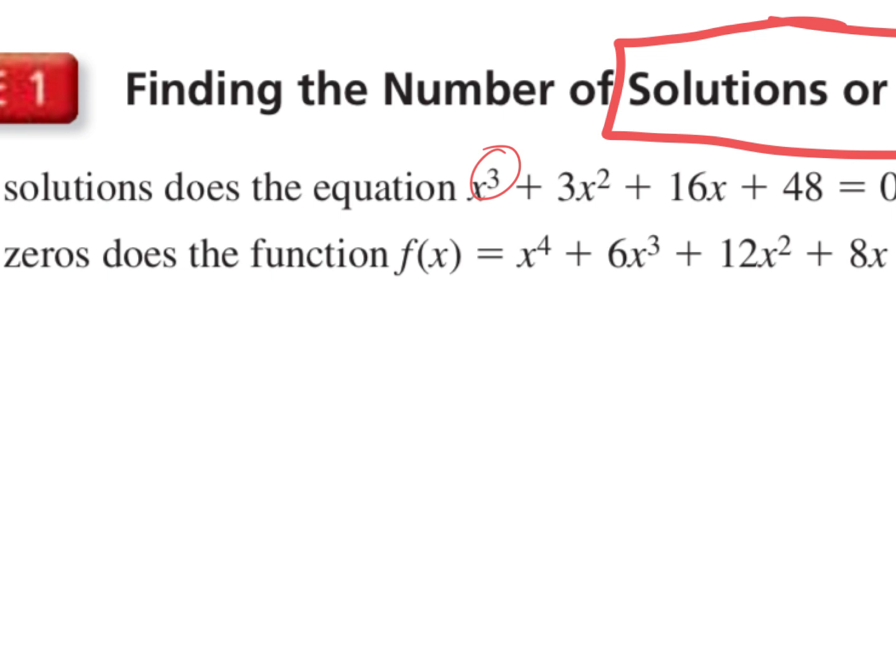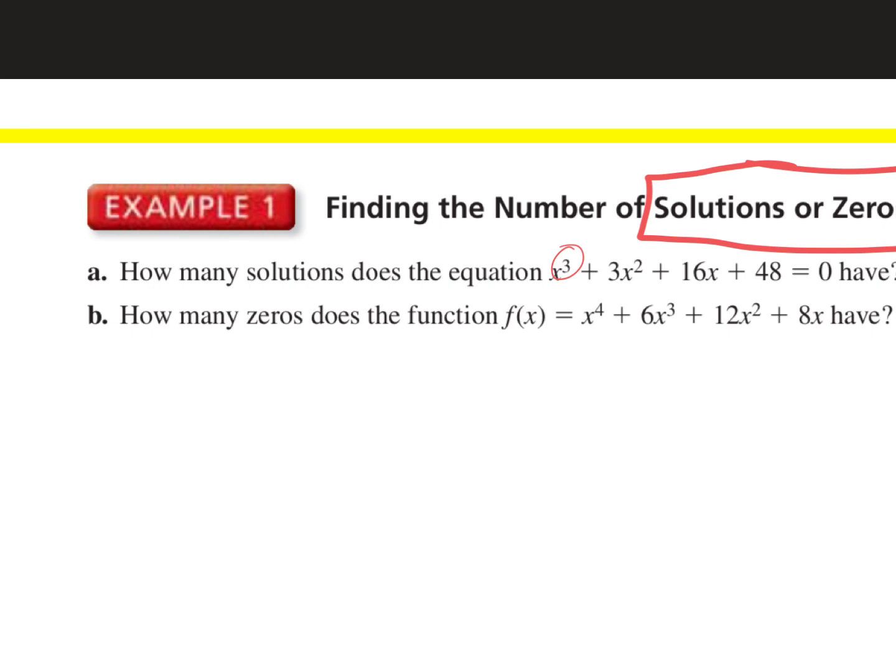Don't get fooled. Sometimes things aren't written in standard form. So then you have to always look for the highest exponent, not just the first one. So in the second question, do you see how they asked for solutions here? Here they asked for zeros. That means the exact same thing. How many answers or zeros or solutions should you have in letter B? 4. Good, because the highest exponent you see is 4. Does that make sense, everybody?